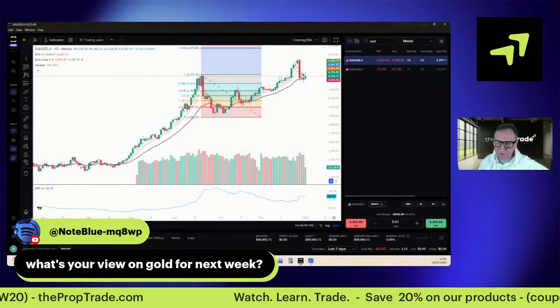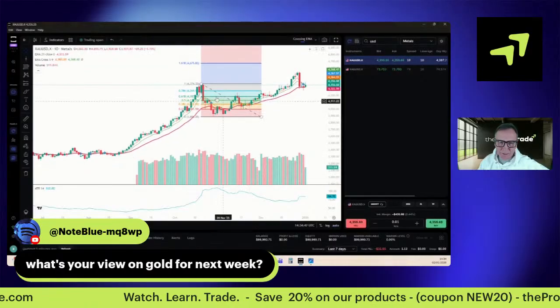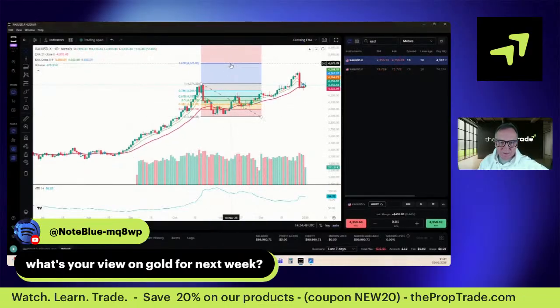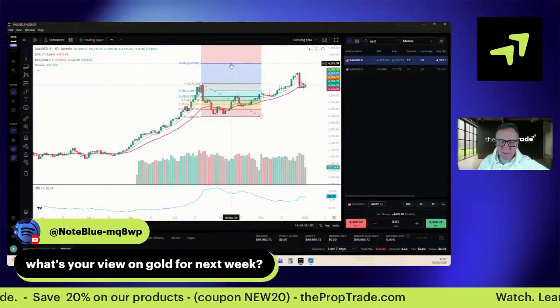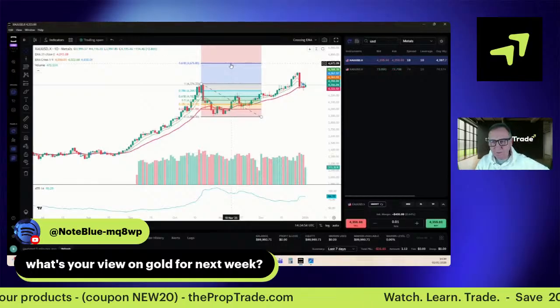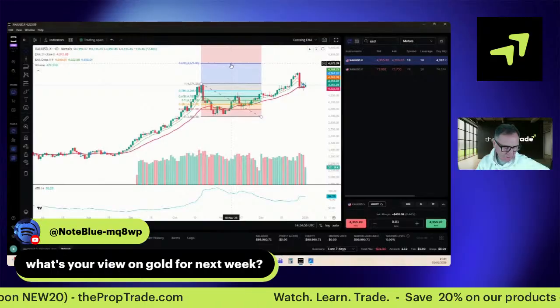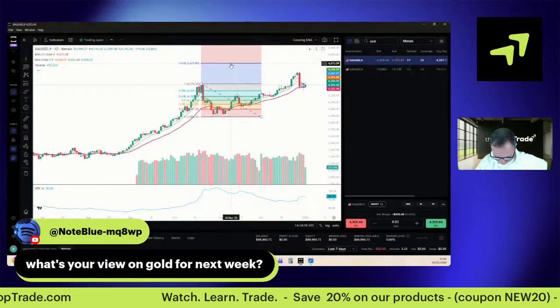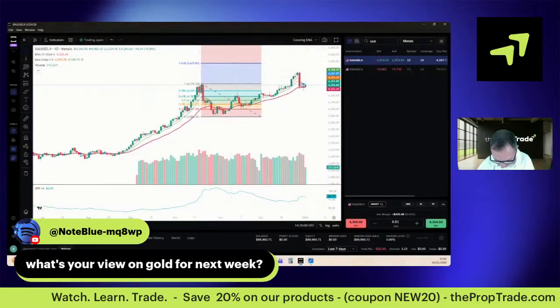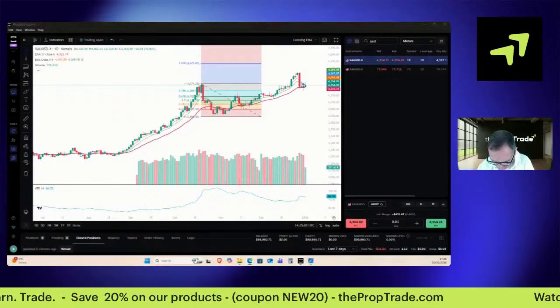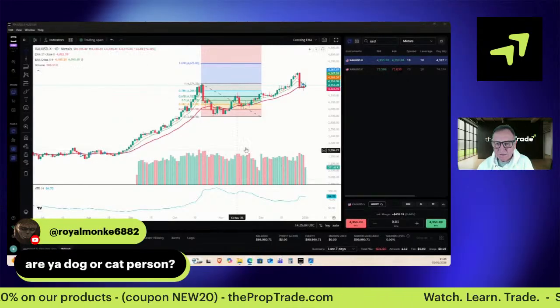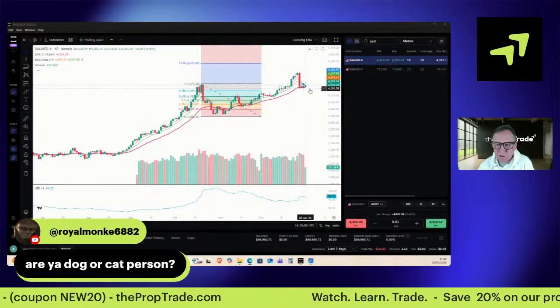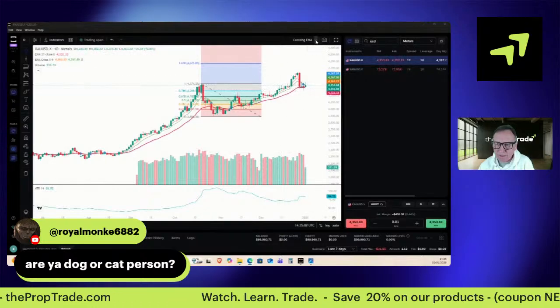It has had a fantastic run. Don't get too greedy. But as we can see here, our last leg down suggests an extension on the fib to 4,675, as we mentioned last week. Whether I'm a dog person or a cat person, I just follow the trend. I follow my rules. So that is looking to go short, but isn't short yet, that particular setup on an end of day basis.